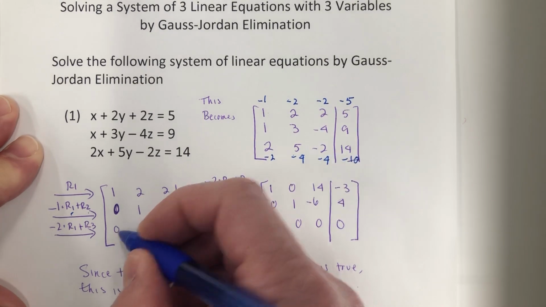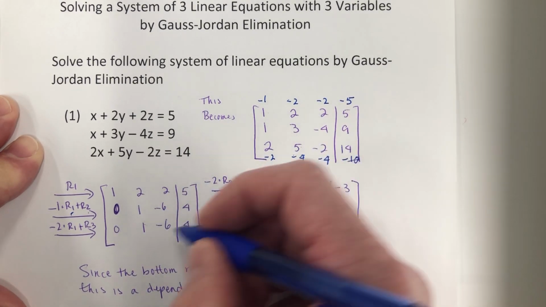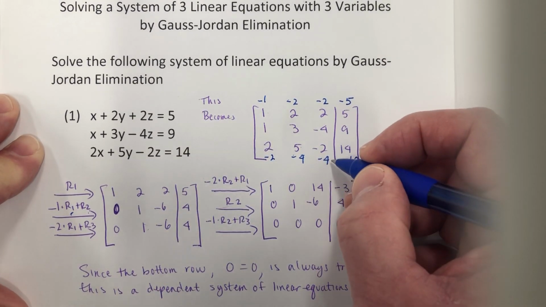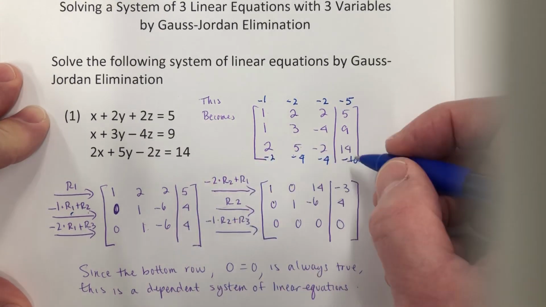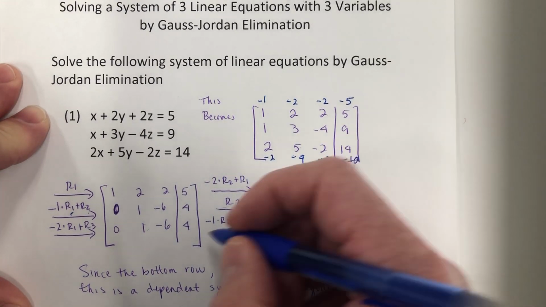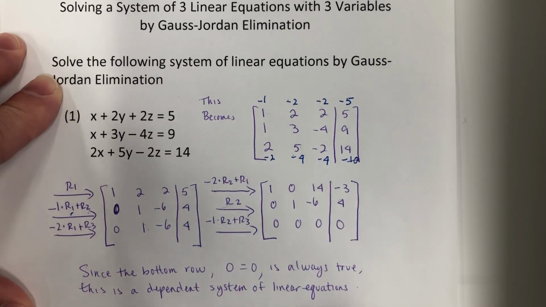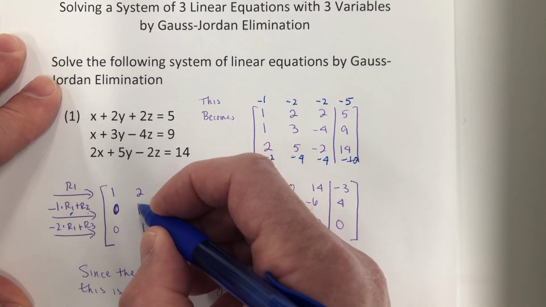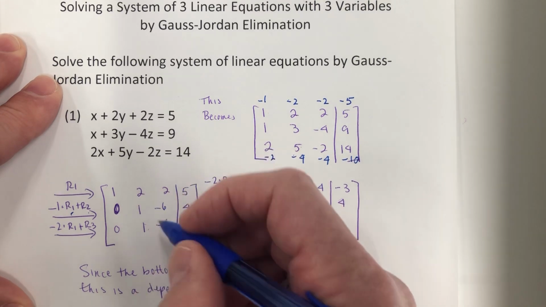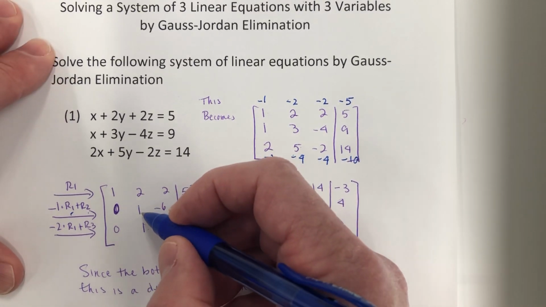2 plus negative 2 is 0. 5 plus negative 4 is 1. Negative 2 plus negative 4 is negative 6. 14 plus negative 10 is 4. So we got the first column looking like we want it. Then we move to the second column. We want this number to be a 1, and it's going to be a good day. We've already gotten it there.